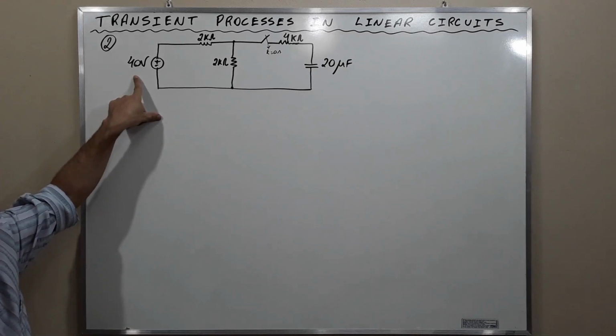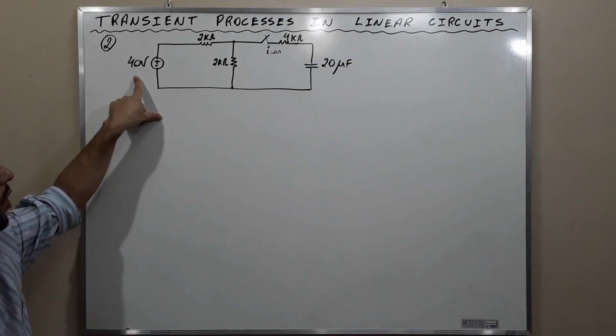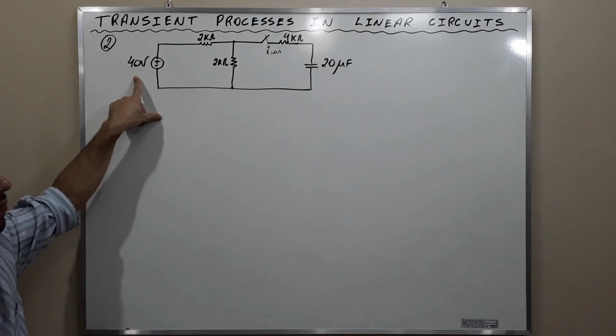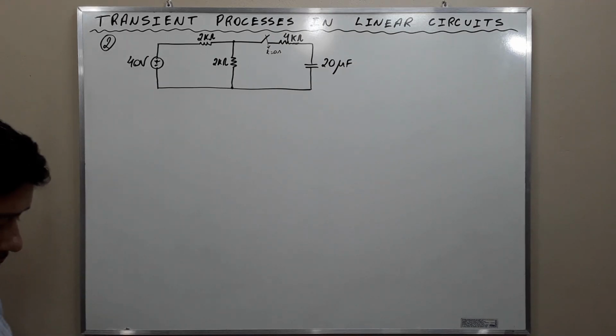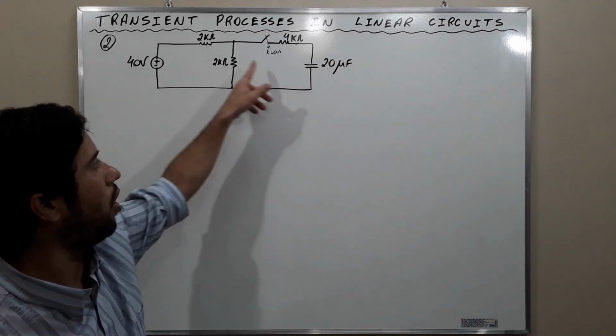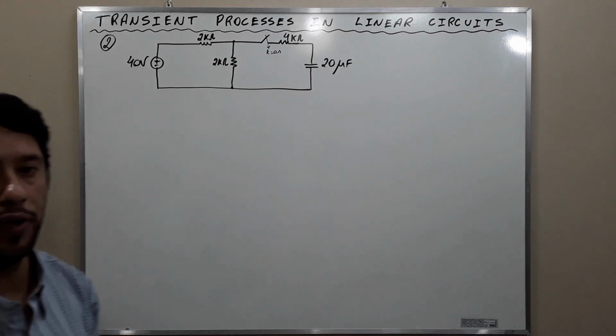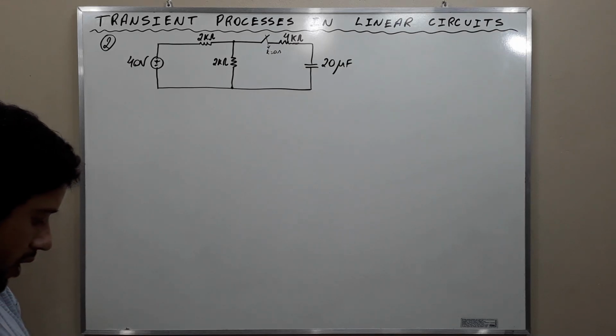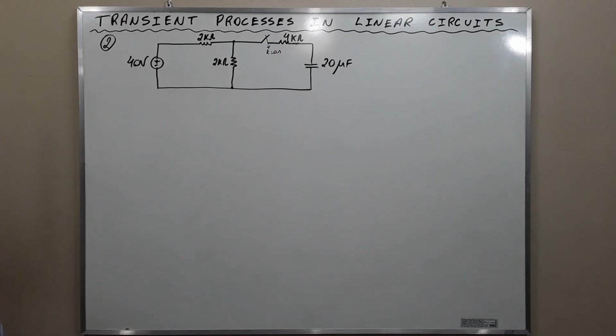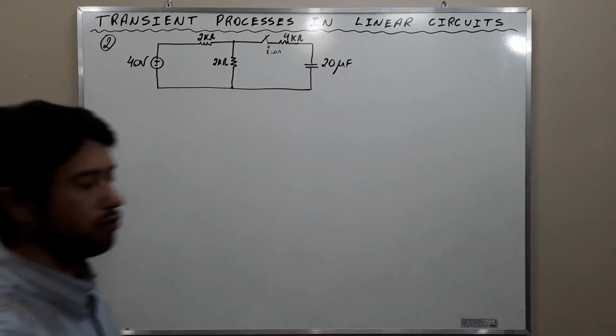Observe that the voltage here is DC. Okay? It is a DC power supply. What does it mean? It means that the voltage across all elements will be DC as well. And as the source is DC, in steady state, the capacitor behaves as an open circuit. Pay attention to this.